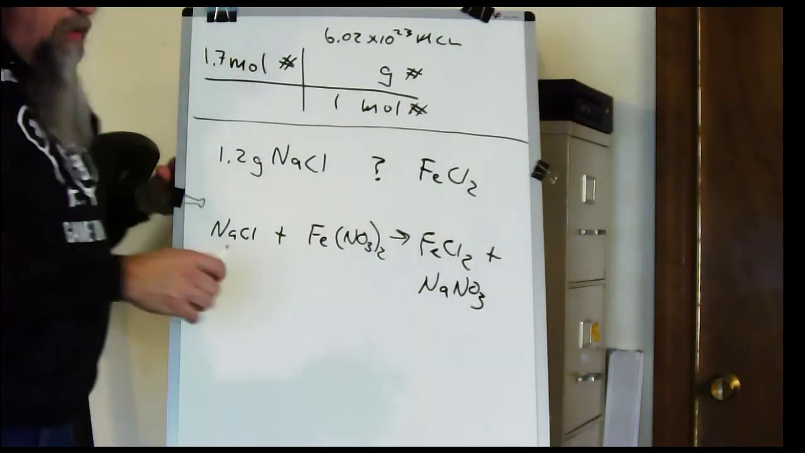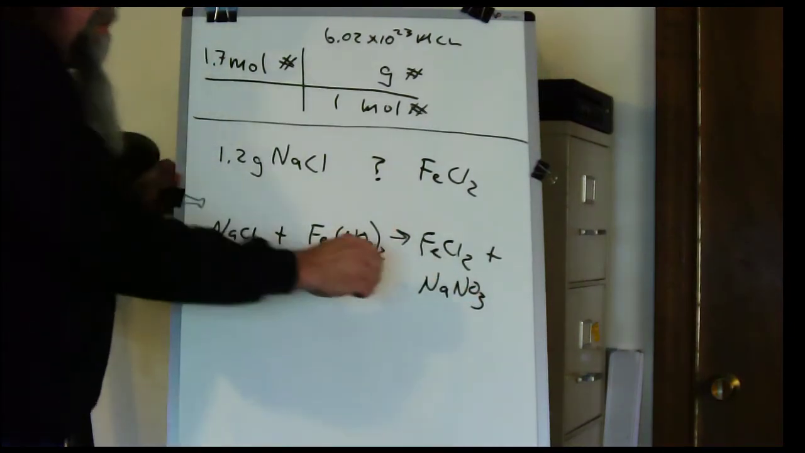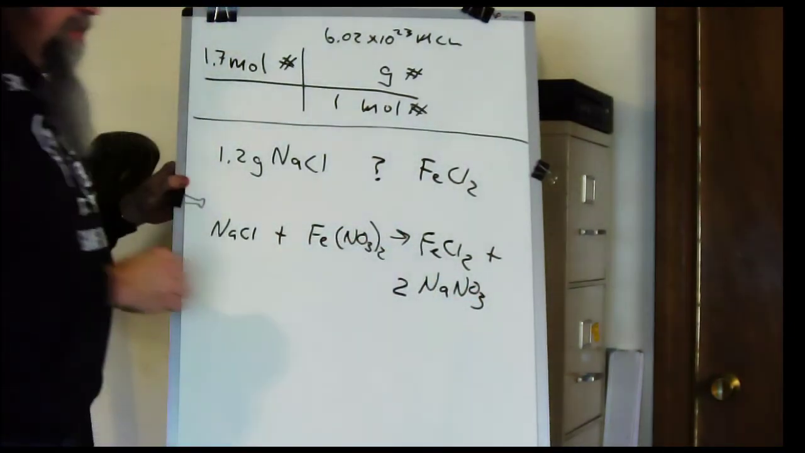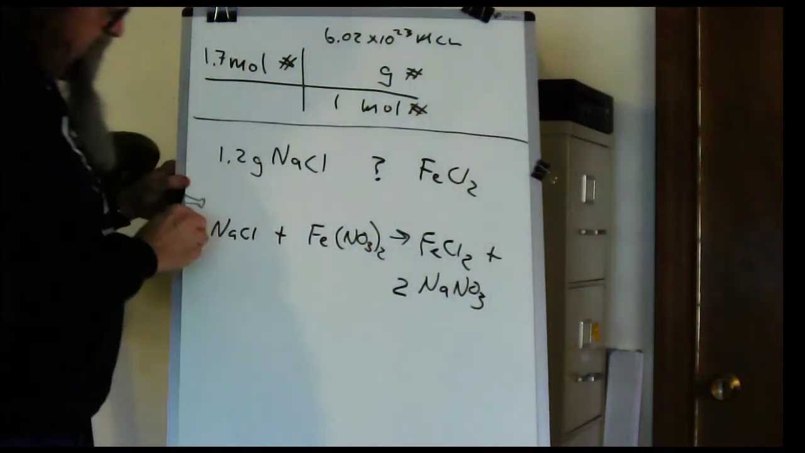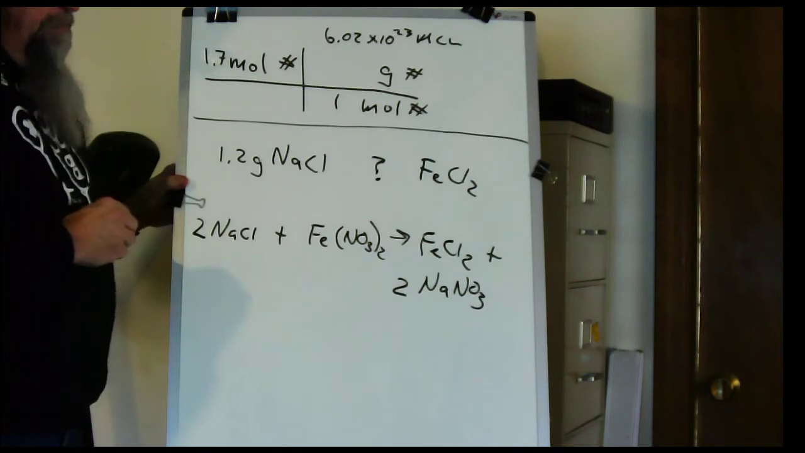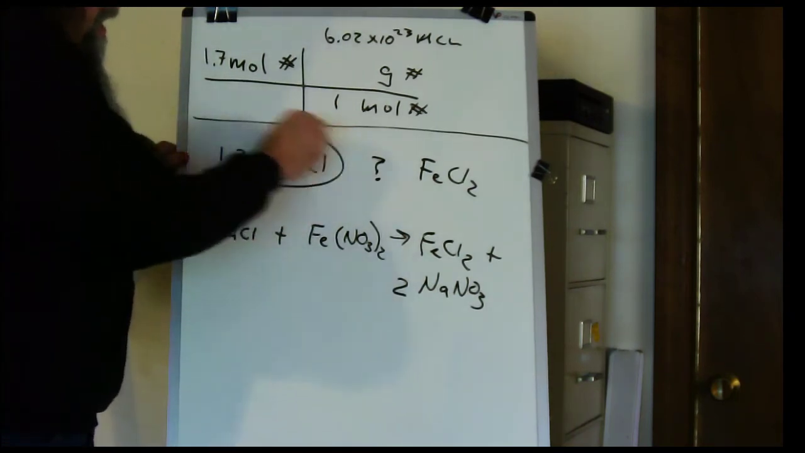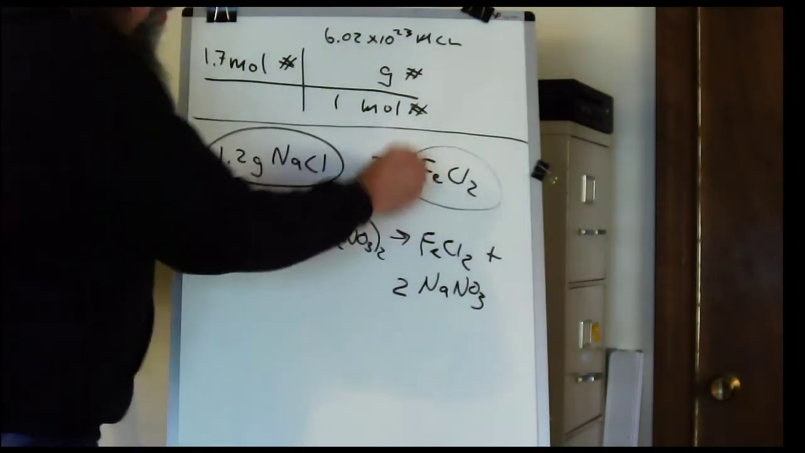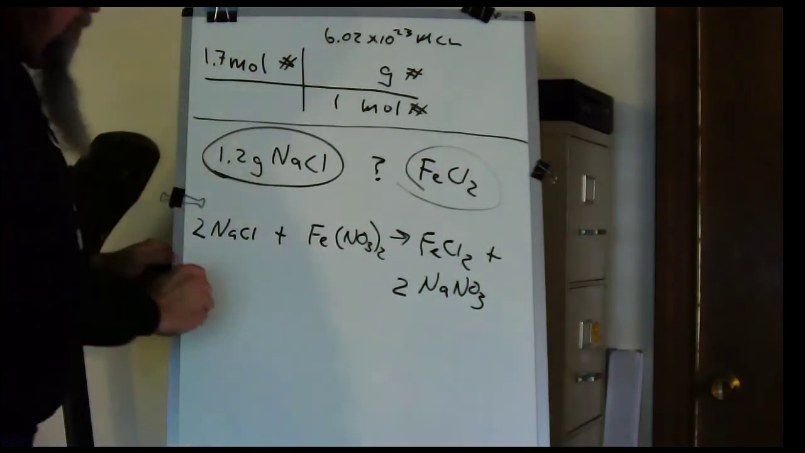Now remember, just because I have 2 nitrates here doesn't mean that it's 2 over here. Instead, it's 2 like that. And if we're continuing to balance the equation, if I've got 2 sodiums, then it's going to be 2 like that. So, this is what we have. This is what we want. Okay?